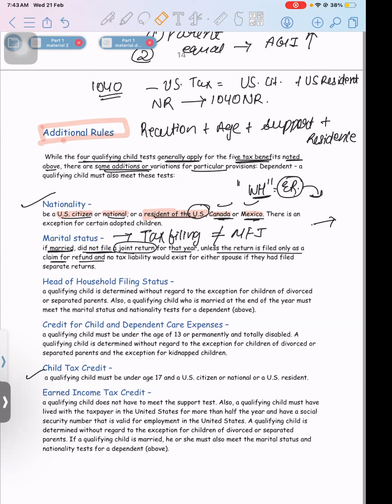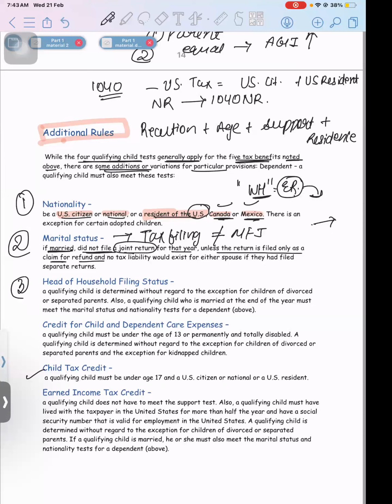So what was the first additional condition? They should be a US citizen, US resident, or US national. Second, the marital status we will check. Even if they are married, they should not file a joint return with someone else. If they are filing a joint return with someone else, what will happen? You can't claim that person as a qualifying child.